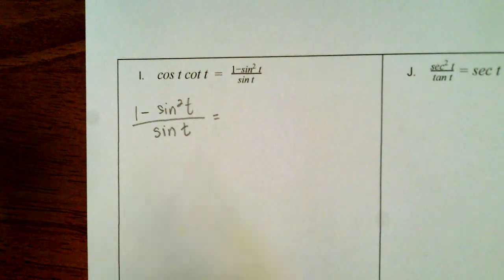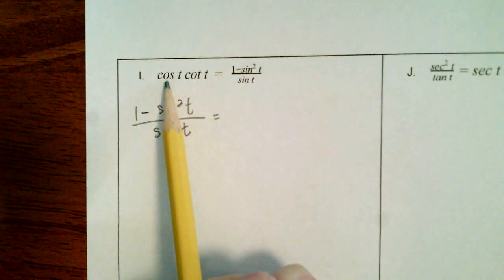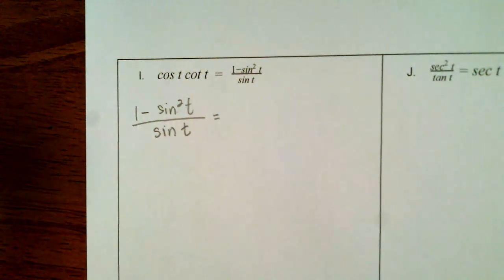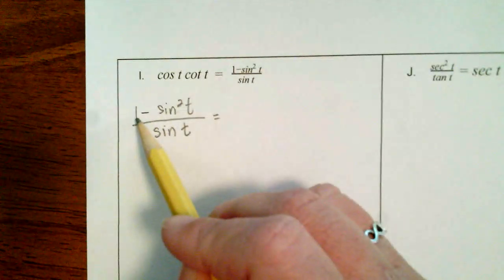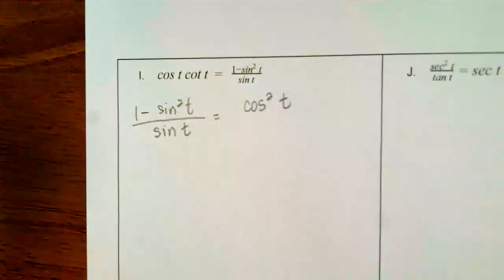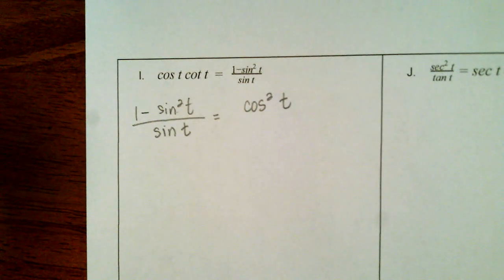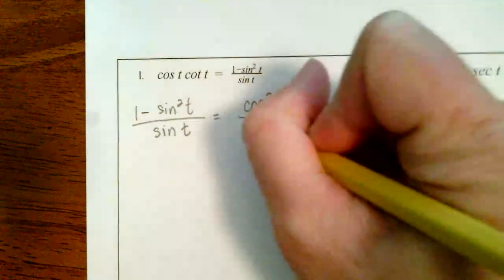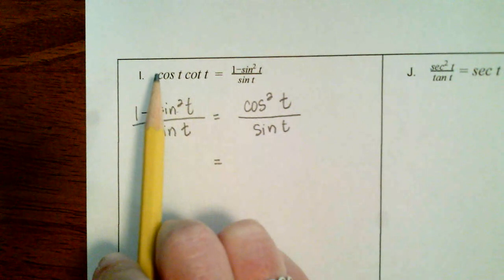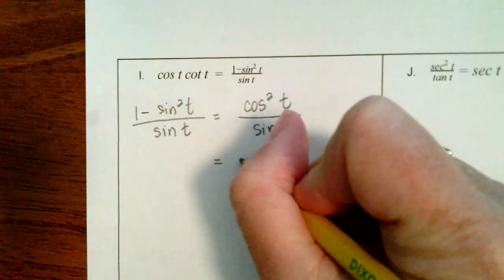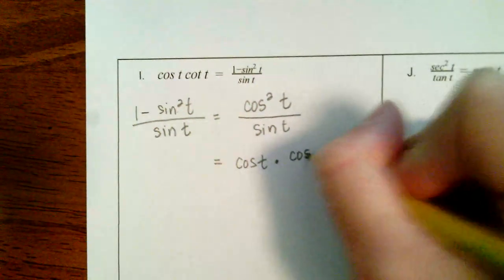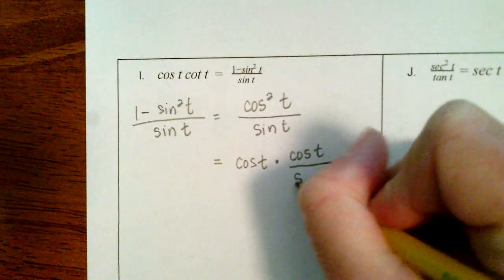So I can see that eventually I want to get a cosine in here. Okay, and I remember that sine squared and cosine squared are related. So I can replace 1 minus sine squared of t by cosine squared of t. If you look at those manipulated Pythagorean identities, okay, over sine of t. And then I know I want to have a cosine t out front. So I'm going to take one of those cosines and pull it out front, and I'm left with cosine t over sine t.